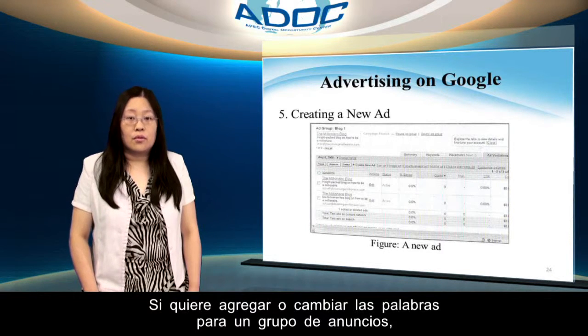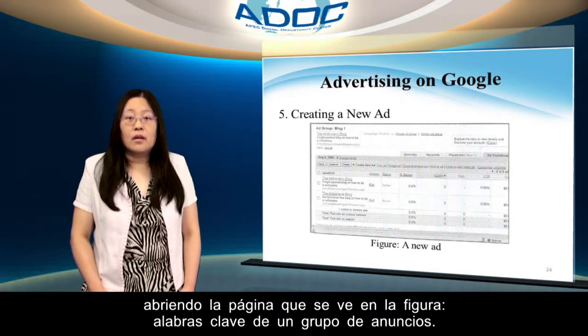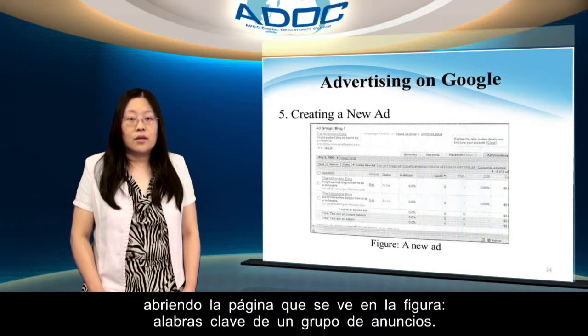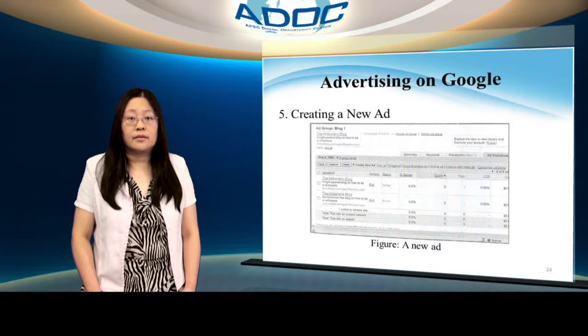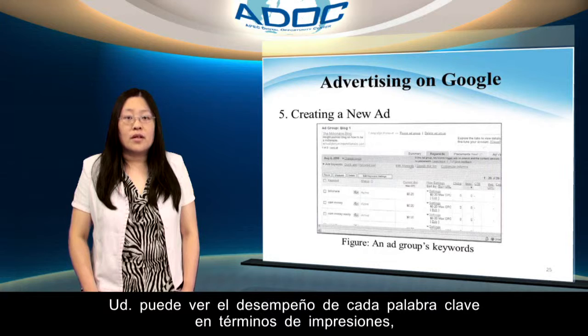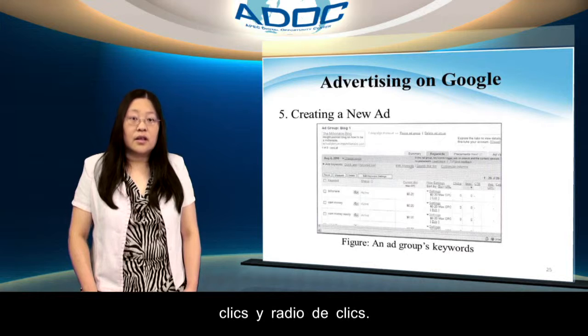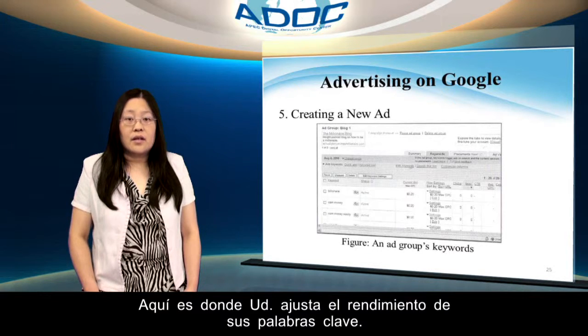Want to add or change the keywords for an ad group? Click the Keywords tab you see in the figure, opening the page you see in the figure, an ad group's keywords. Note that in the figure, you can see the performance of each keyword in terms of impressions, clicks, and the click-through ratio. This is where you monitor your keywords' performance.